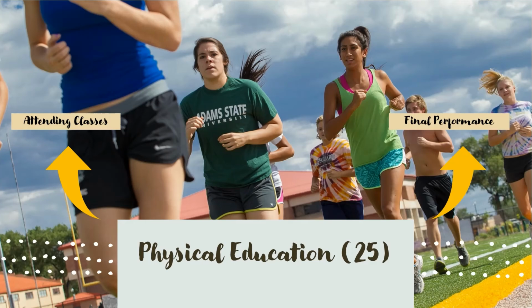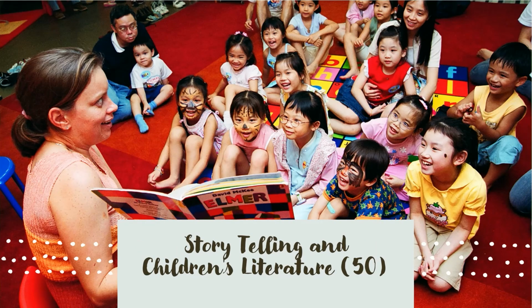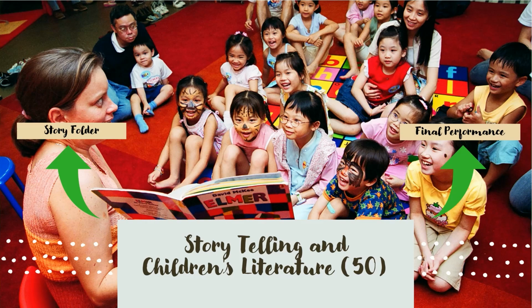Now coming to the end of this video, the last practicum is storytelling and children's literature. This carries 50 marks and will be divided into two parts. You will have to make a story folder and there will be a year-end performance where you will be performing your story in a very creative way.